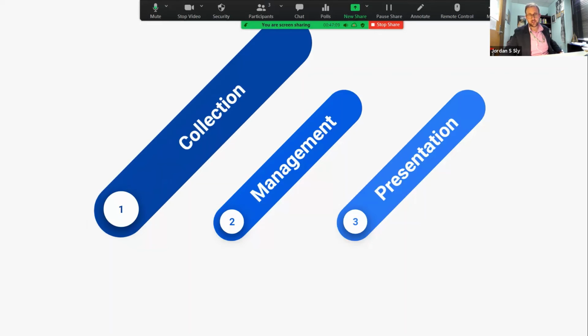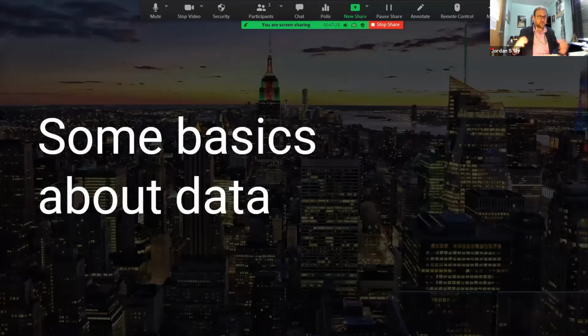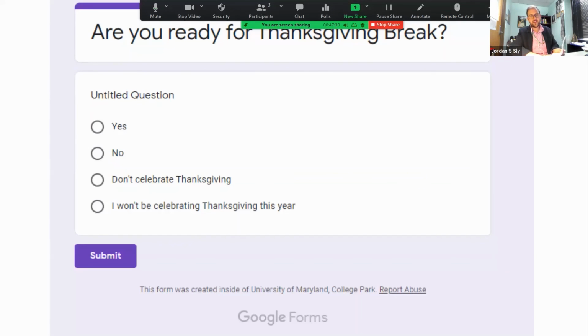So not an overall discussion of methods, but just a basic snapshot. This comes from a workshop that I also run on data collection and storage, and I'm not going to go through the whole thing, but it's important to establish, even through the last bit of our discussion here, what is data? It's an obvious question, but we can create data from any given thing. For our example, let's take something kind of silly like this. This is a basic Google form where we can create a simple answer. Let's say this is a survey sent out to every student at University of Maryland. We can have what we think is a fairly basic dimensionality here: yes, no, don't celebrate, won't be celebrating this year.